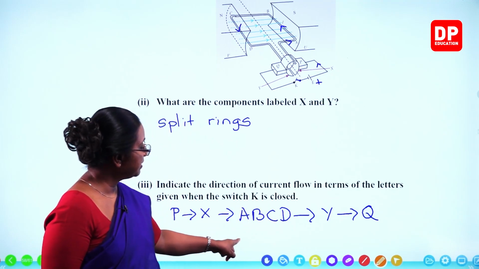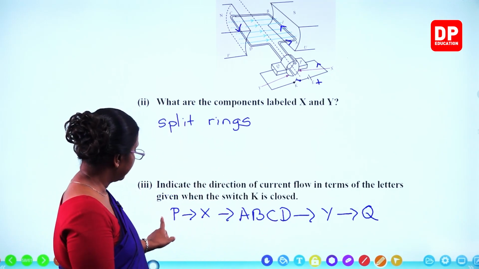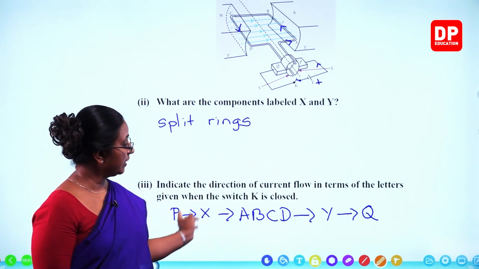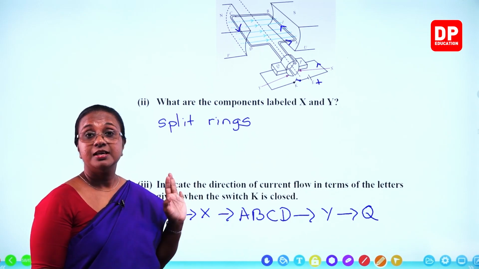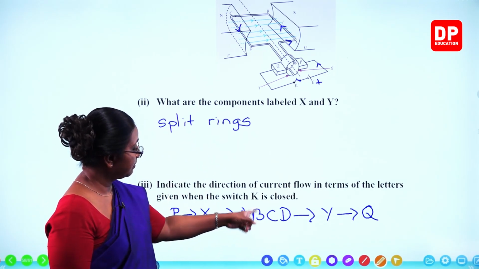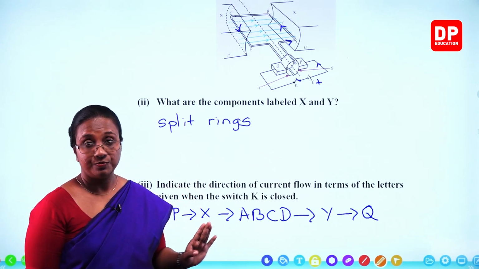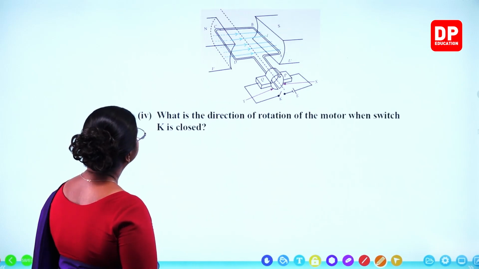I am writing A, B, C, D together because that is part of the loop. But these are different components. P and Q are the brushes, X and Y are the split rings. Is that clear? So the direction of the current flow is P, X, A, B, C, D, Y and Q. With that, we'll move on to the next question.